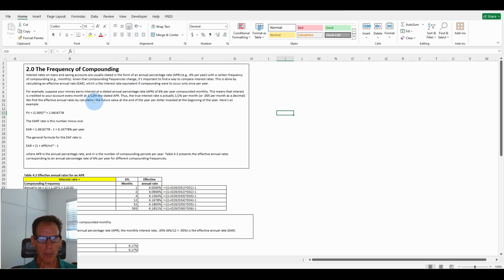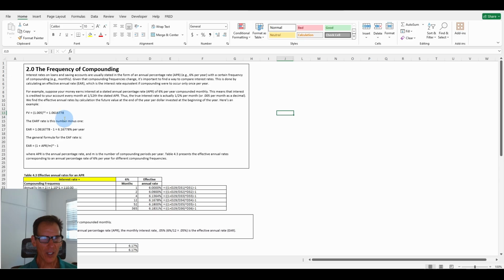For example, suppose your money earns interest at a standard annual percentage rate of 6% per year, compounded monthly. This means that interest is credited to your account every month at 1/12 the stated APR. Thus, the true interest rate is actually 0.5% per month. We find the effective annual rate by calculating the future value at the end of the year per dollar invested at the beginning of the year. Here's an example. Future value is equal to 1.005 to the 12th, which is equal to 1.06167778. That would be your EAR, or your effective rate.